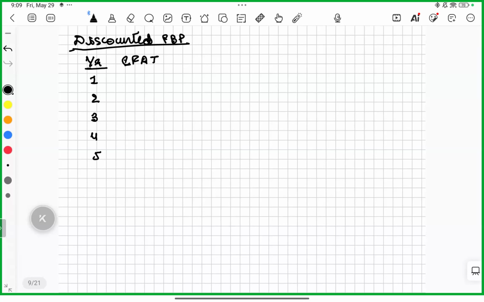Year and CFAT, it is given to you in the question: 20,000, 35,000, 30,000, 30,000 and 20,000. Now what we have to do is find out the present value of this cash flow. And for finding the present value of cash flows, we will use something called the present value factor.